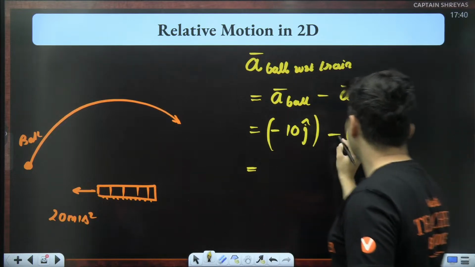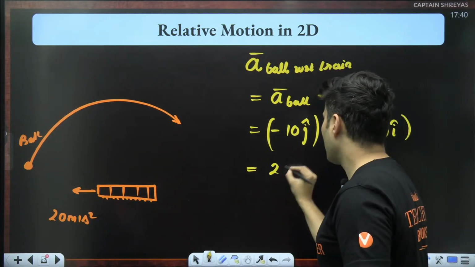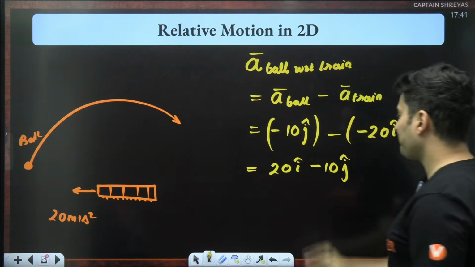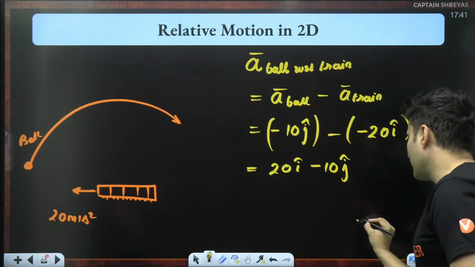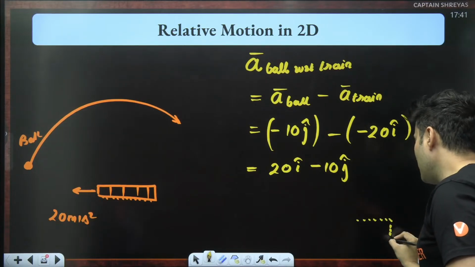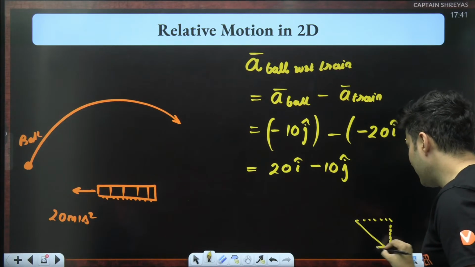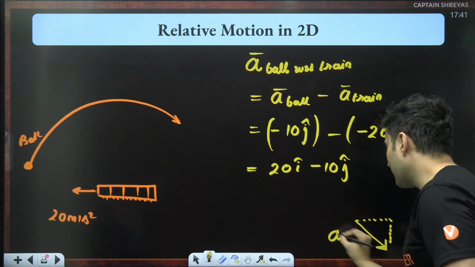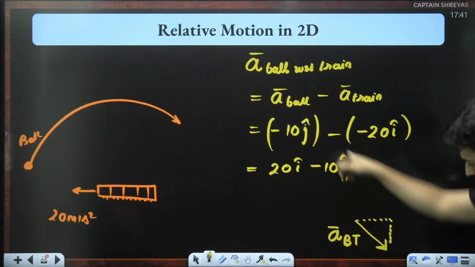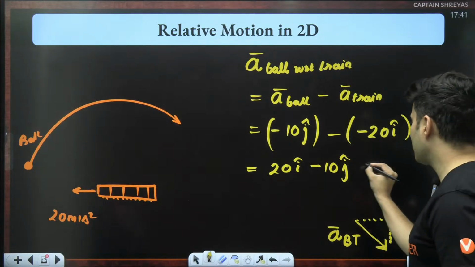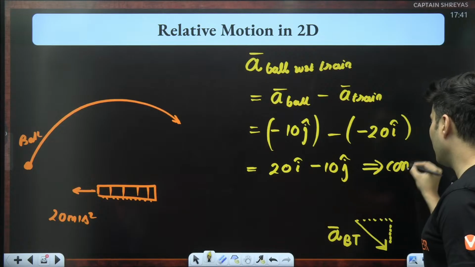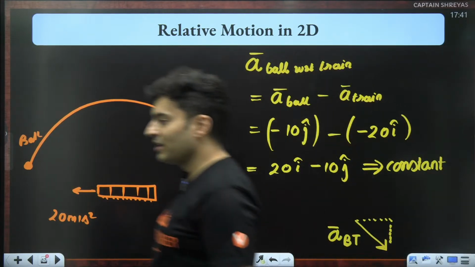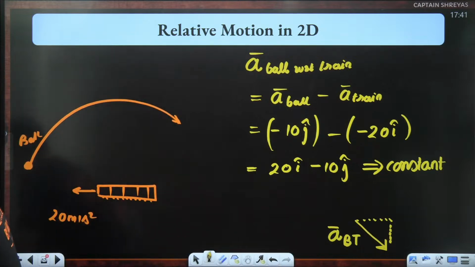So this will just become minus minus is plus. So 20 i cap minus 10 j cap. 20i is basically like this, minus 10j is basically like this. So this is the acceleration of the ball with respect to the train. It's like this in this particular direction. And the best part is this is a constant. This is a constant because there is no time in this equation. There is no time also in this equation.